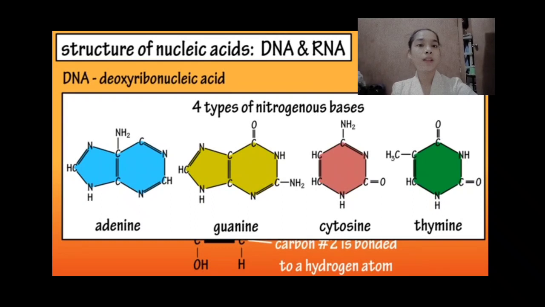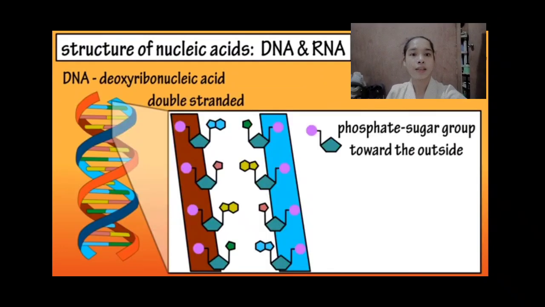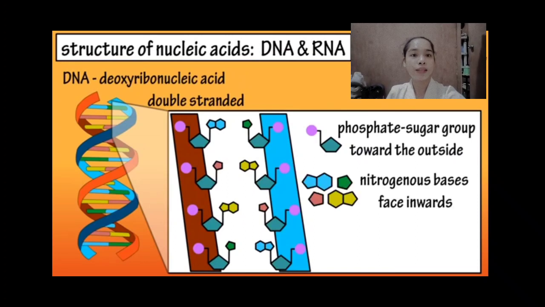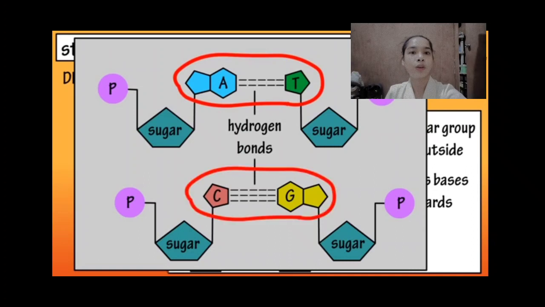DNA is a double-stranded nucleic acid and its molecules take on a helical formation. Each helical chain has its phosphate sugar group towards the outside and the nitrogenous bases towards the other chain. Each of the bases of one chain is joined to the base of the other chain through either 2 or 3 hydrogen bonds. Thymine and adenine are joined by 2 hydrogen bonds and cytosine and guanine are joined by 3 hydrogen bonds. Thymine and adenine are always a base pair and cytosine and guanine are always a base pair.